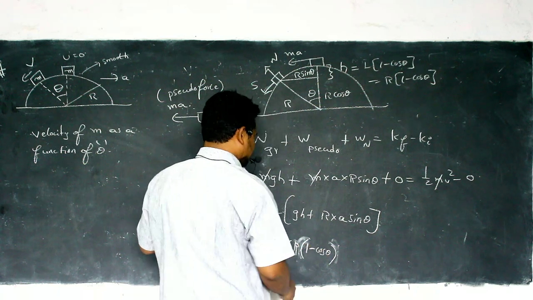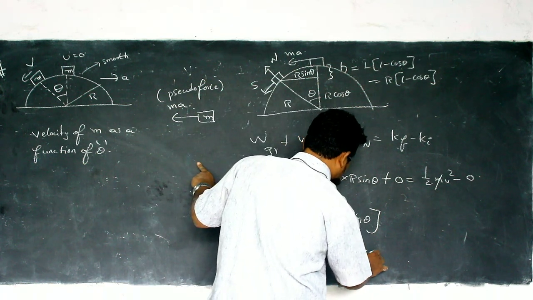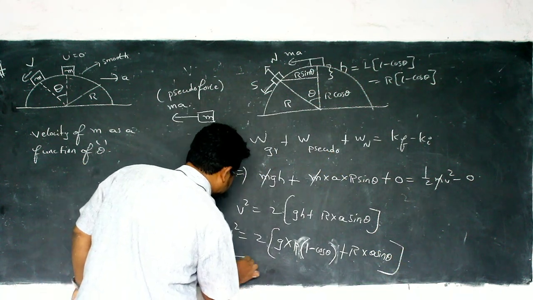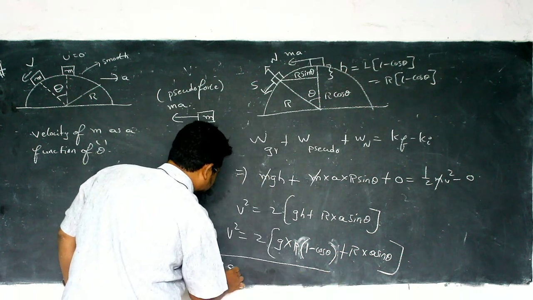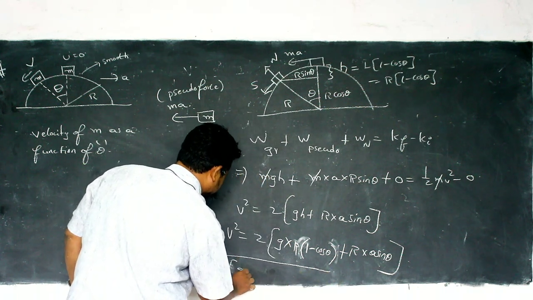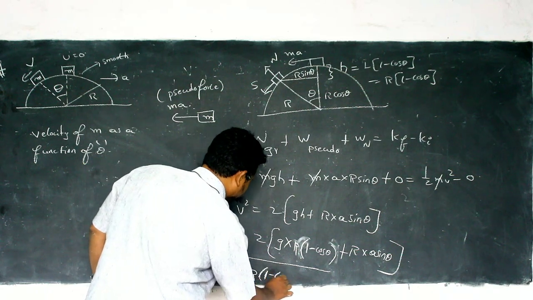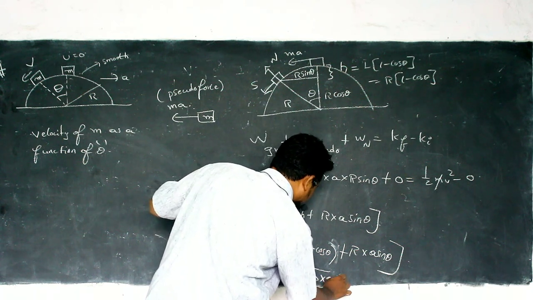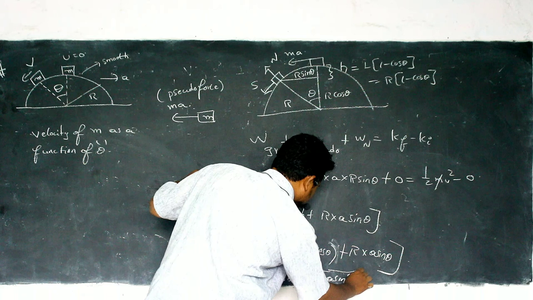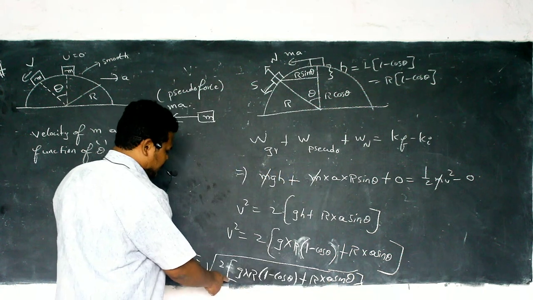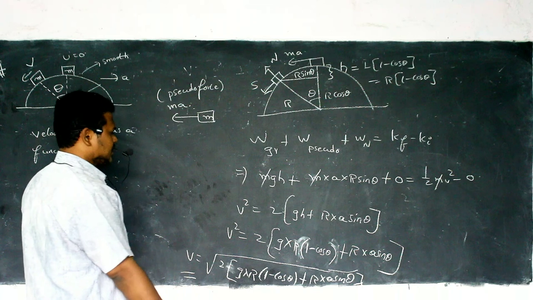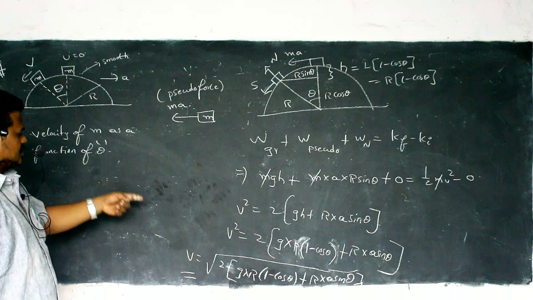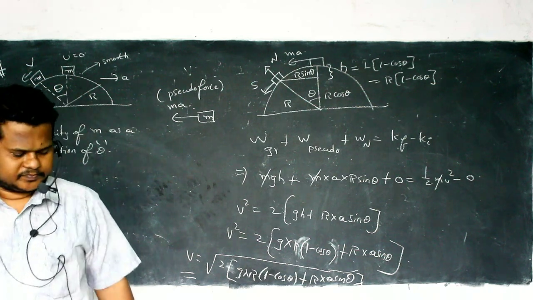R into 1 minus cos theta plus r into a sin theta. Therefore, v is equal to the square root of 2 into g into r into 1 minus cos theta plus r into a sin theta. And here 2 is multiplied with these two terms. So this should be my velocity of this small m as a function of theta. That should be my answer.